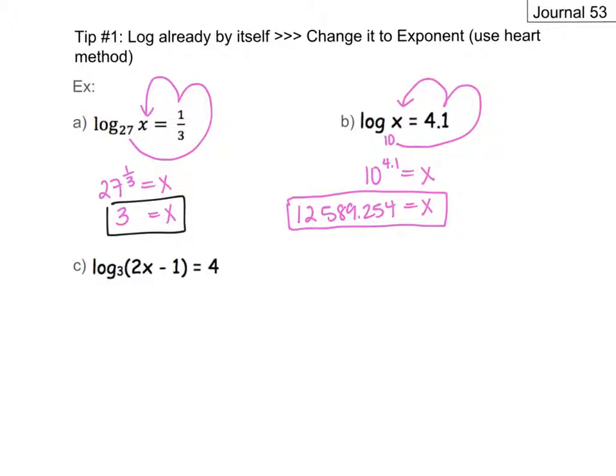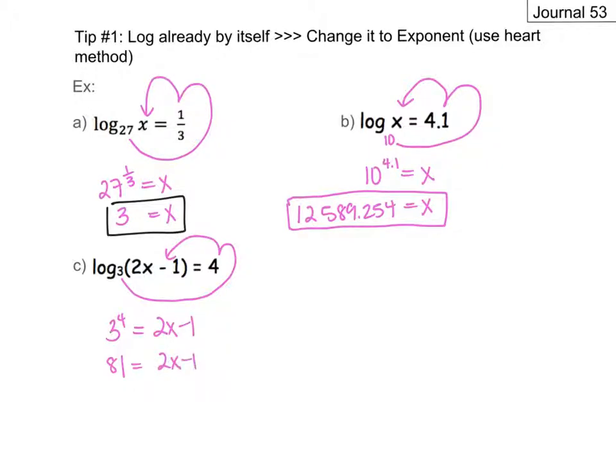Okay, let's take a look at part C. So part C here, the log is already by itself. Everything inside this log is encapsulated, so that's why I know that this 2x minus 1 is inside the log. So if I use the heart method, I'm going from 3 to 4 to 2x minus 1, so 3 to the 4th power equals 2x minus 1. 3 to the 4th power is 3 times 3, 4 times. That's 81 equals 2x minus 1.